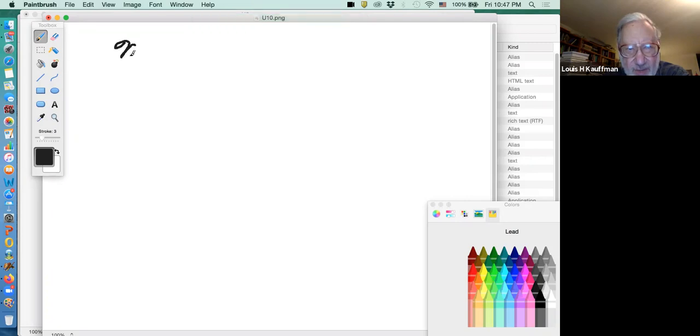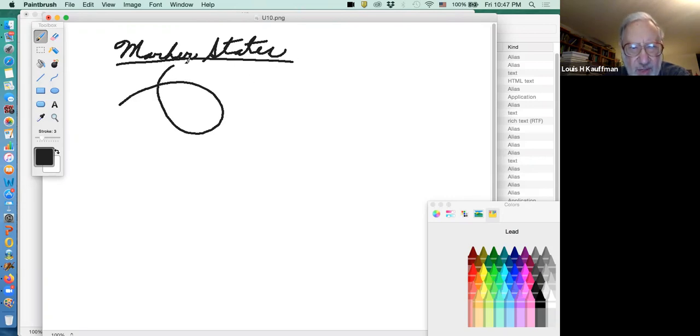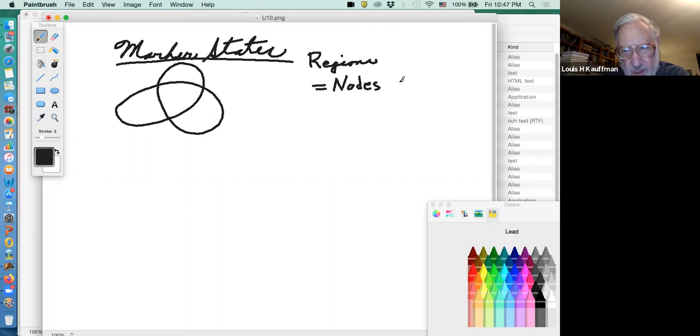I'll call these marker states. And I think we talked about them before, but let me remind you how it goes. If you have a closed classical knot diagram like this, then the number of regions is equal to the number of nodes plus 2. And that's a nice exercise using Euler characteristic.